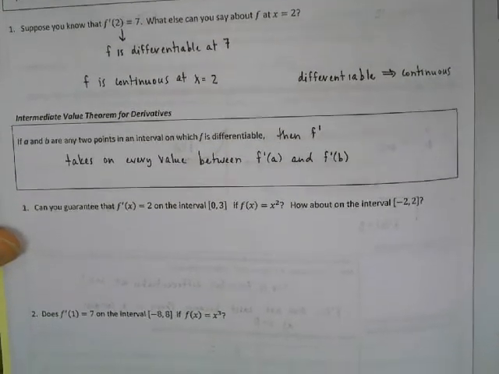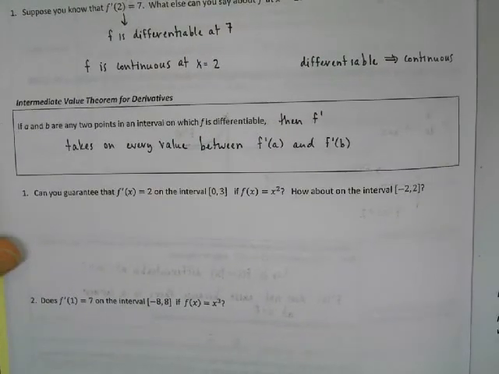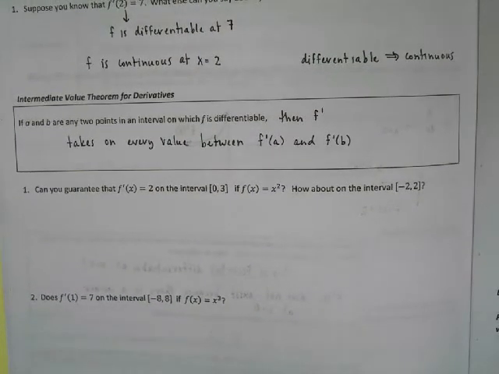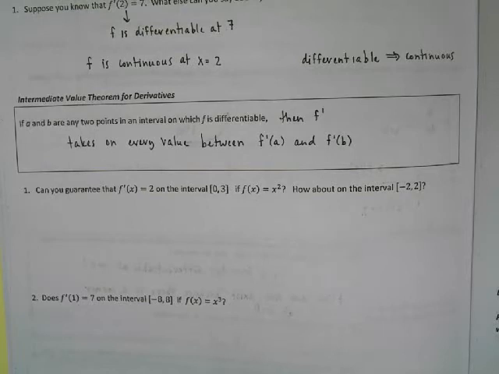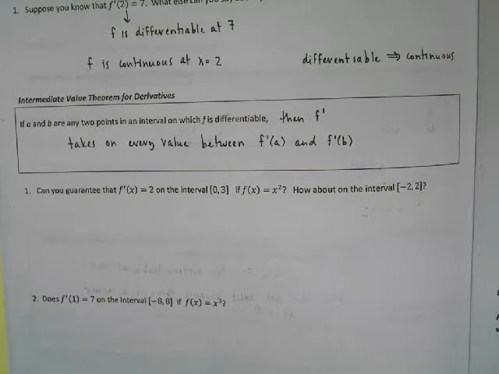So this works very similar to the IVT that we worked with in the last chapter. So again, this is an existence theorem. It's asking us if we can guarantee where that value occurs. It's not asking us where to find it.